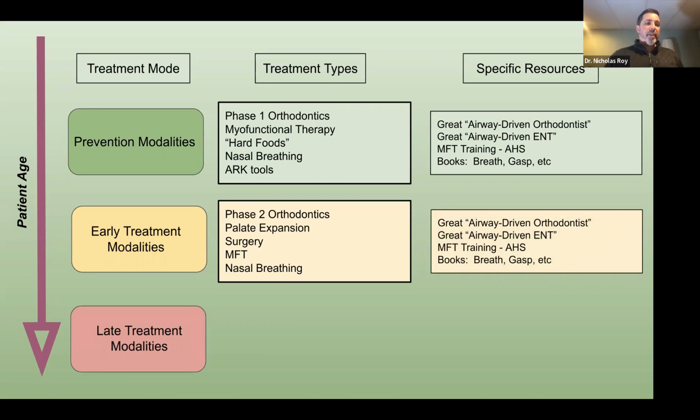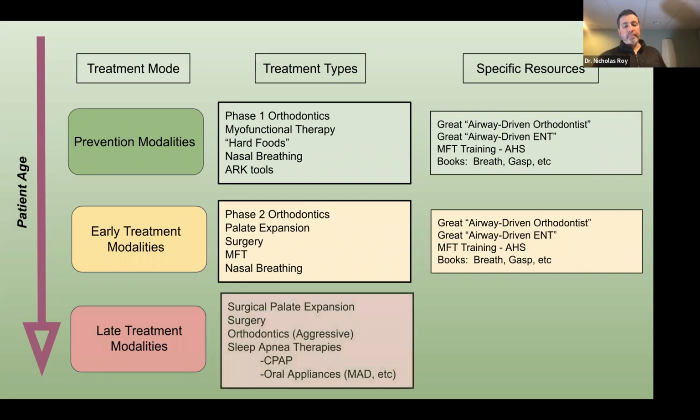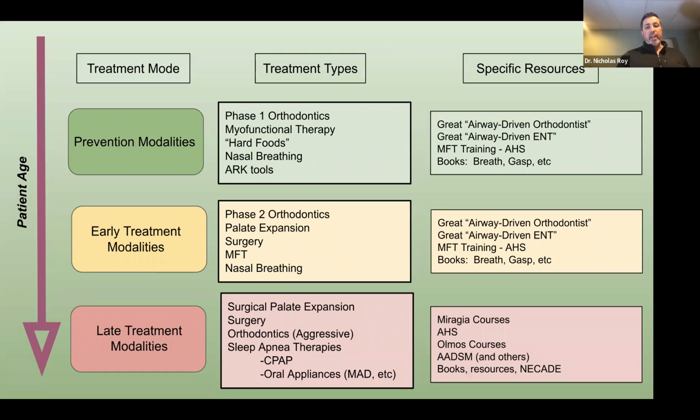Well, let's just say the individual made it to adulthood. Unfortunately, whether they had ortho or not, they still have an inadequate airway. That's where we step in. We can use surgery. We can consult with the oral surgeons to do surgical palate expansion, orthognathic surgery, aggressive orthodontics, and then sleep apnea therapy, like the CPAP and the oral appliances, which is what we're talking about today. And there are all kinds of resources that you can look at to learn more about this. Happy to share if anybody wants to dive more into what the alternatives to the mandibular advancement device might be.